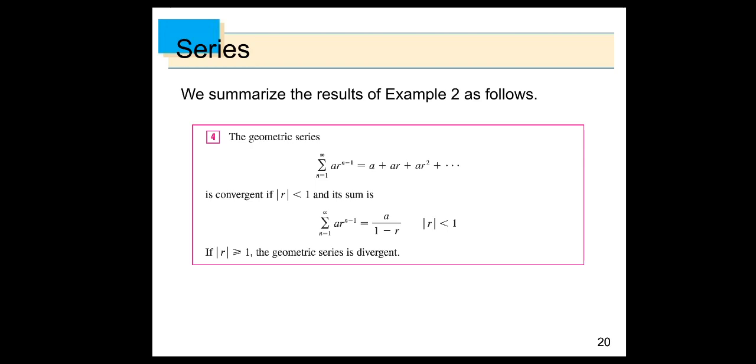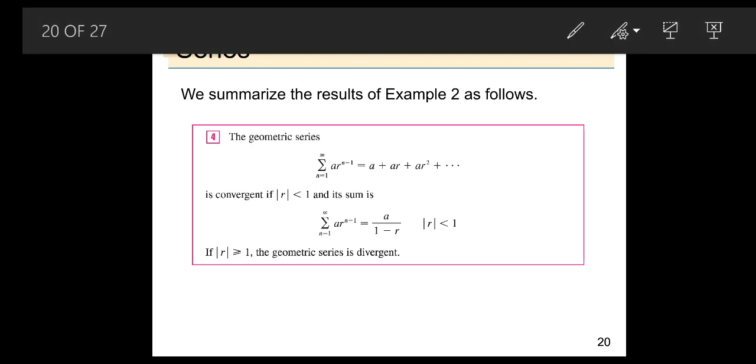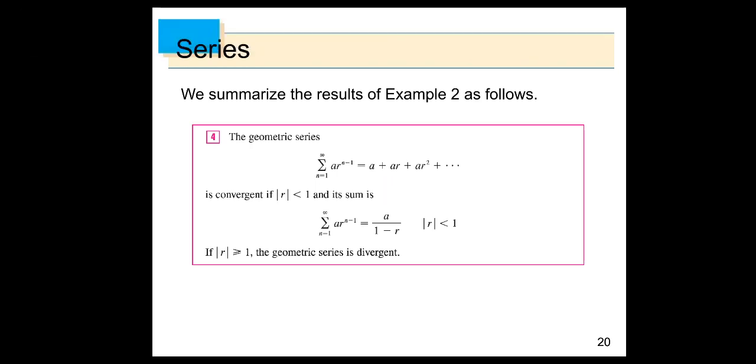Okay, so we summarize the results of example 2 over here. The geometric series, sigma ar power n minus 1, where n goes from 1 to infinity, equal to a plus ar square plus up to infinity, is convergent if the absolute value of r is less than 1, and its sum is a by 1 minus r. And if r is equal to or greater than 1, the geometric series is divergent. It means that it is going towards infinity; it is not restricting itself toward a particular value.